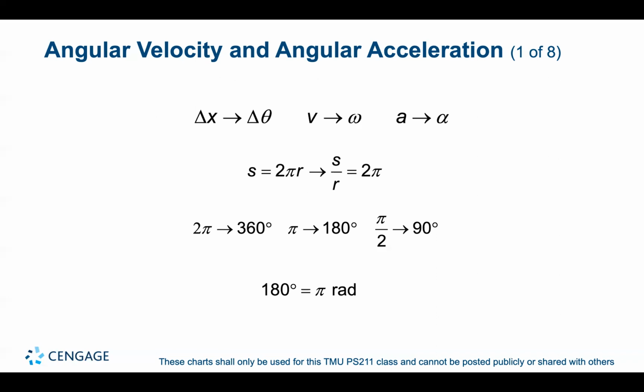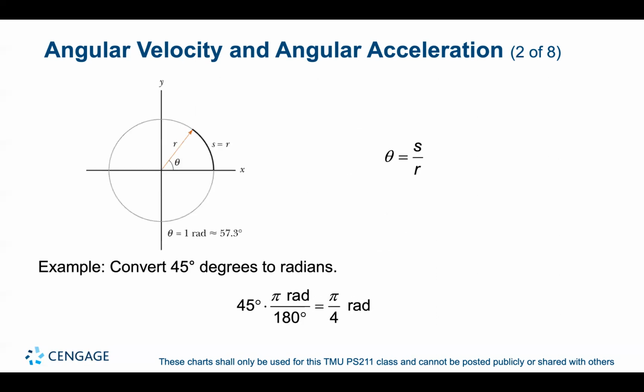Let's introduce a new unit of angular measurement, the radian. And so 180 degrees equals pi radians. That's something that's useful for you to be thinking about. So in the figure, for a circle of radius r, 1 radian is the angle subtended by an arc length equal to r. And so that's what we're trying to show there.